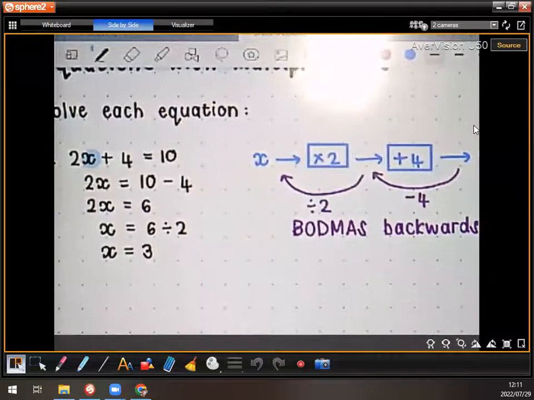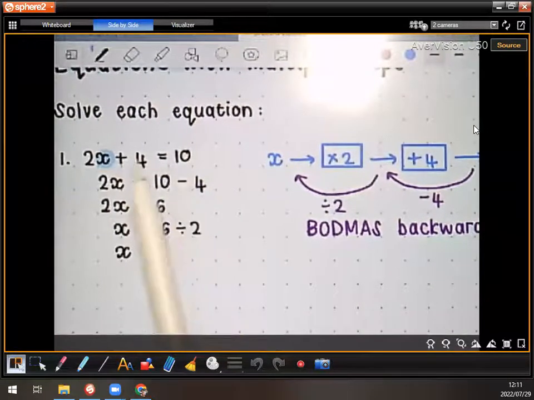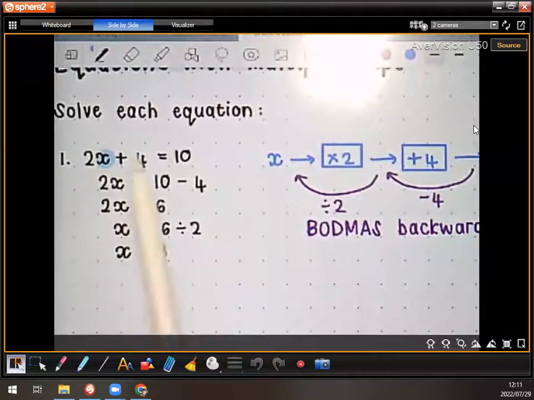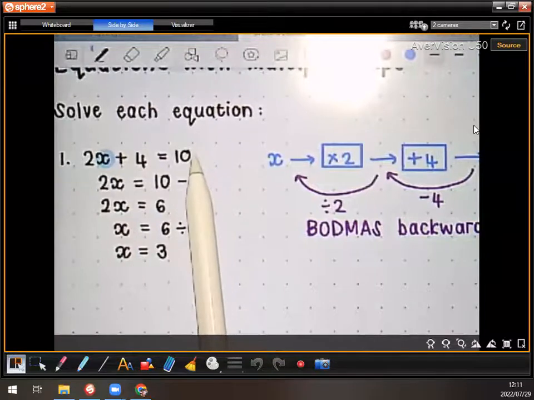Let's go back. Let's check if that is actually true, guys. 2 times x. So 2 times 3 is what? 6 plus 4. Does that give me 10? Yes. Okay, so we have the right answer.